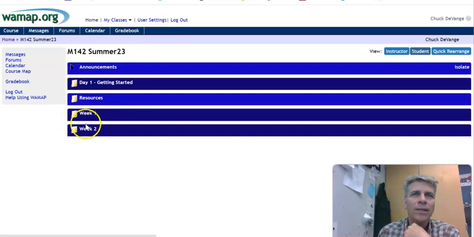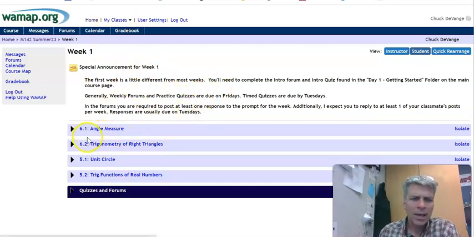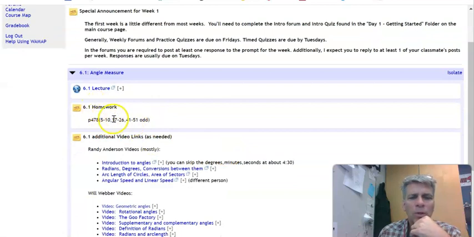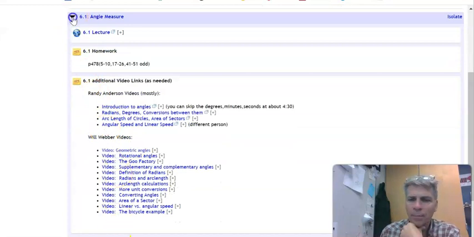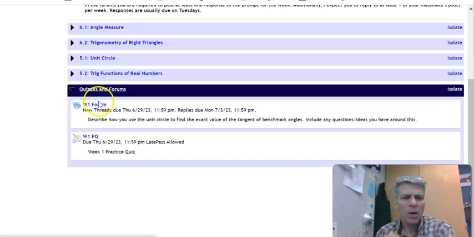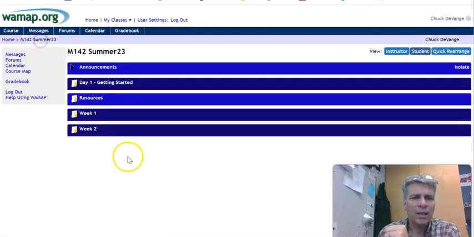So it's laid out in weeks, and let's take a look at a typical week. Here's week one, and a little announcement here talking about what it's going to be like. Each of these are basically lectures and assignments. So each of these would be something you should do in a certain day. There's the lecture. You can click on it and listen to me talk some more, recorded. There's some homework to do. This is assignments. This is practice that I want you to do, and then additional videos in case you want them. And so these would be all the lectures for the week. And if you look in quizzes and forum, we have a forum and a practice quiz this week that need to get done. And the due dates are always right here on them. I'll talk more about the details of that a little bit later.